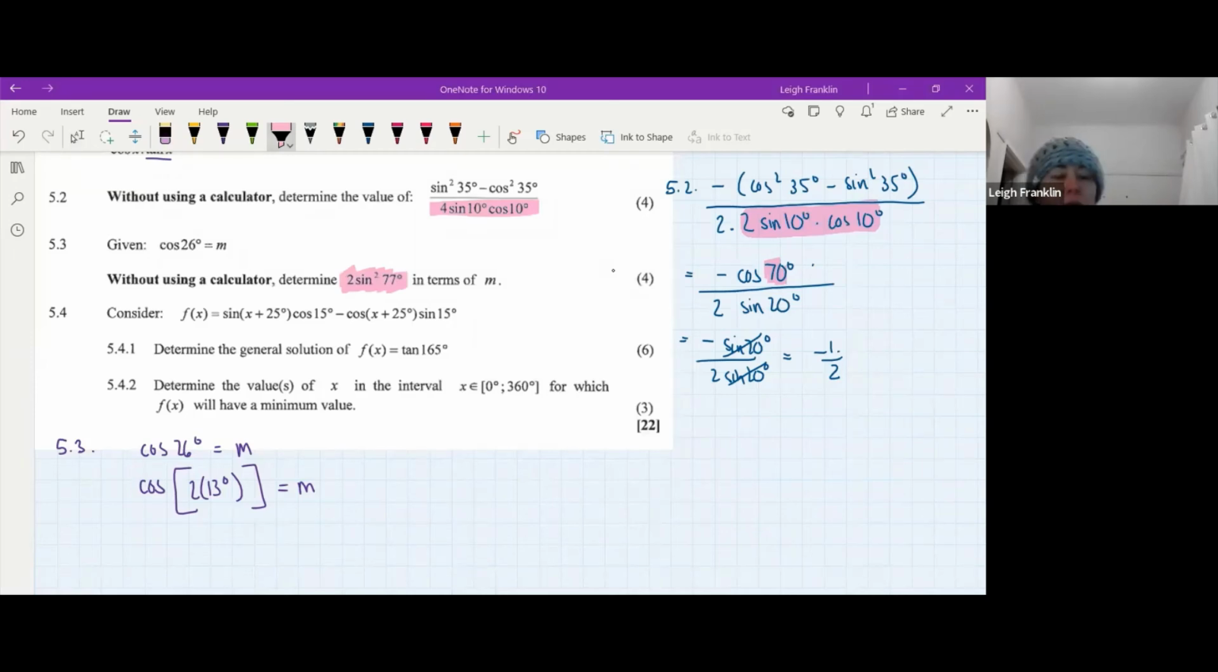In other words, I'm going to write it as 1 minus 2 sine squared 13 equals m. Everybody happy with that?